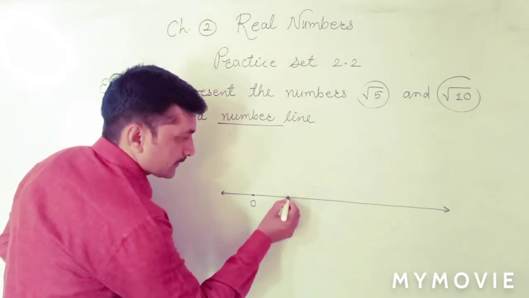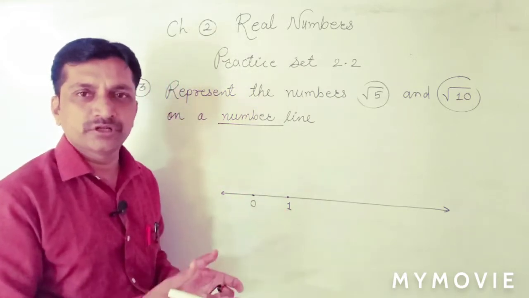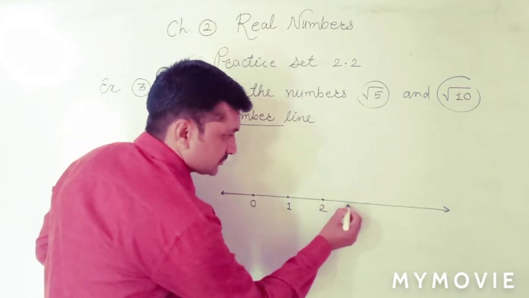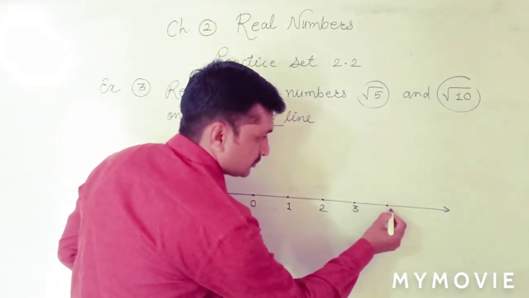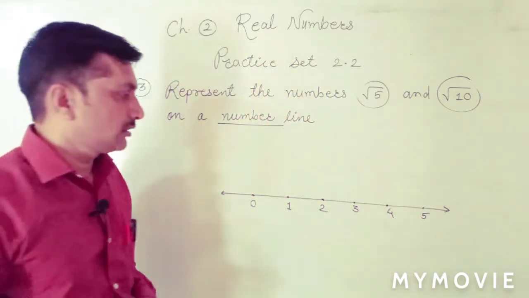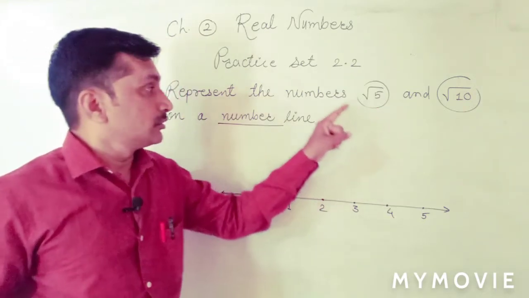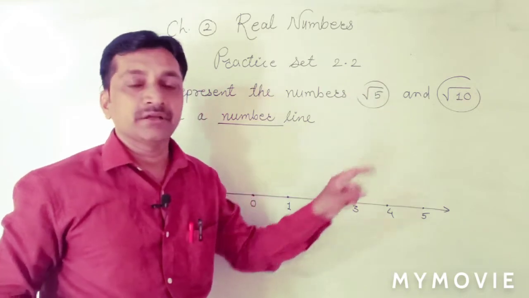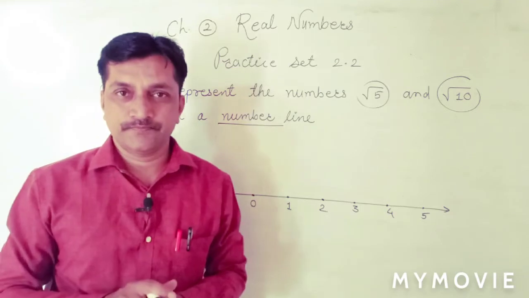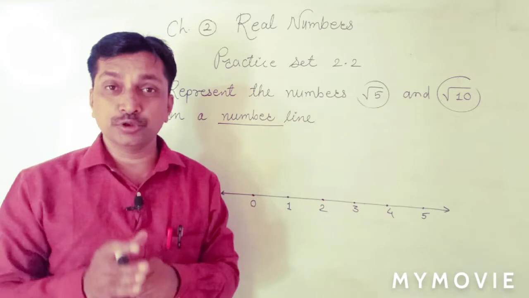Now see here, this is 1 unit. How much distance that is depends on you. You can take 1 centimeter, 2 centimeters, but here this is 1 unit. Here 2 units, 3 units, 4 units, 5 units. After that, the first number we want is root 5. If we want root 5, we have to draw a perpendicular line on root 4.